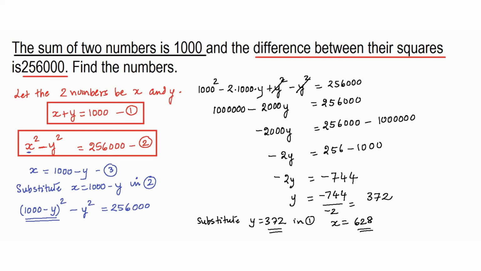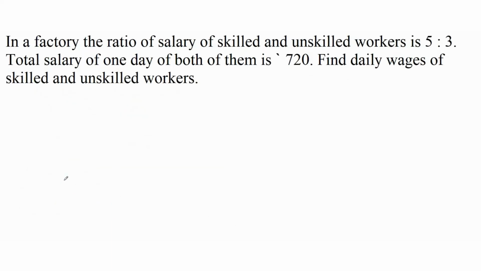Okay, let's continue now. Let us take a look at this question. In a factory, the ratio of the salary of skilled and unskilled workers is 5:3. Okay, so there are two types of workers in this factory. One is the skilled workers and the other is the unskilled workers. And the ratio of their salary is 5:3.